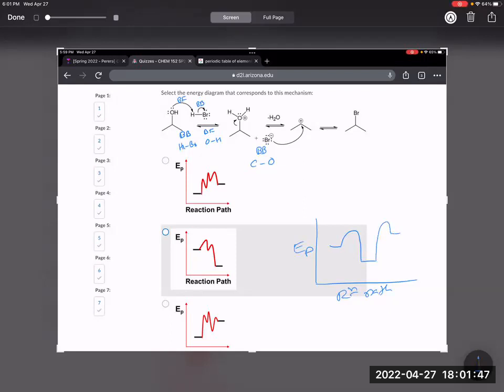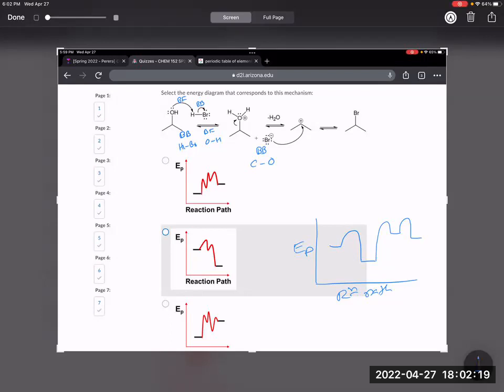And then in the last step, we are forming a bond between carbon and bromine, and it's not that strong compared to the bonds that we have broken before. So still, bond forming is energy releasing, or exothermic. Therefore, it should be something like that. So either way, there should be three steps. The first one should be exothermic.